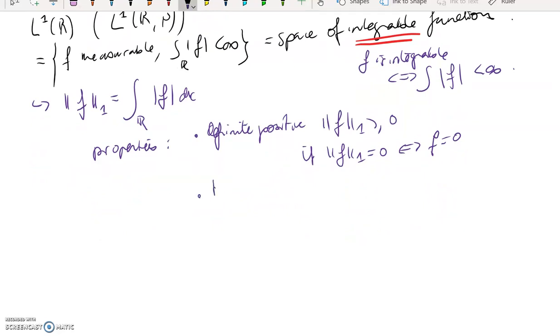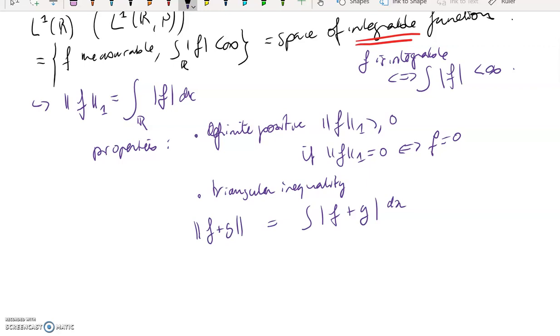We have the triangular inequality, meaning simply that if I take the norm of a function defined by the sum of two other functions, f plus g, norm 1, that's going to be the integral of |f+g|. This just comes from the triangular inequality on the absolute value. That's going to be smaller than the integral of |f| plus the integral of |g|, so smaller or equal to norm 1 of f plus norm 1 of g.